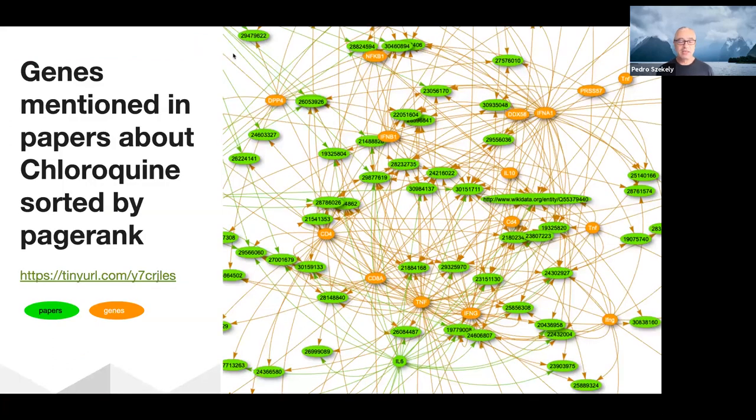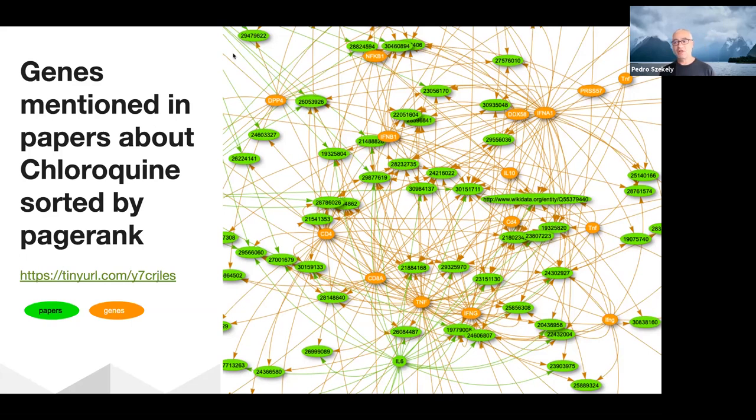This one is also interesting. Genes mentioned in papers about chloroquine sorted by PageRank. This is cool because it gives, in a sense, the most important genes, or that's what we would hope. I'm not a domain expert, so I don't know if those are important.